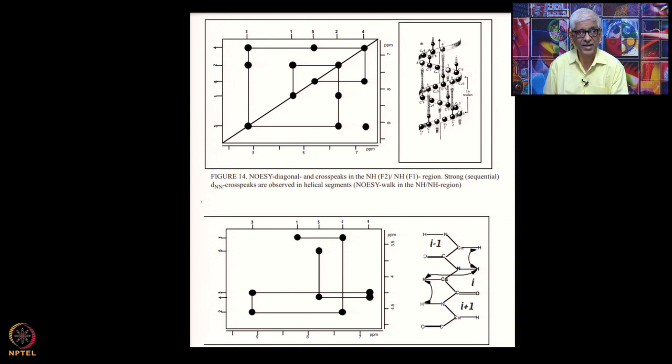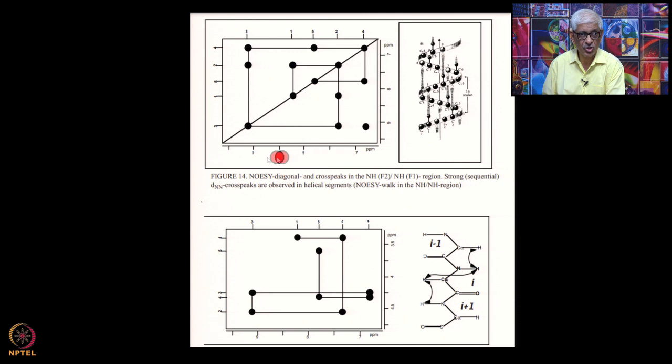Now using this one can do a sequential walk along the polypeptide chain. This is schematically indicated here. Suppose you have a helix, we said the NN distance is very small. This is the diagonal, and these are the four amide protons. You see the connections: you have a connection here, two connections there and one connection here. So you can walk along the helix in this manner. You can walk from one residue to another, let us say you start from here, you go from this to this, and then from here to here, and so on. So you see this is the connection that is happening over the entire turn.